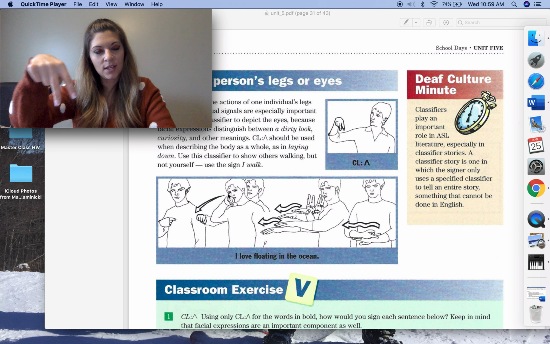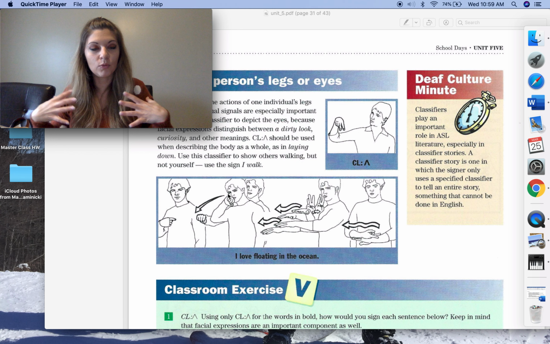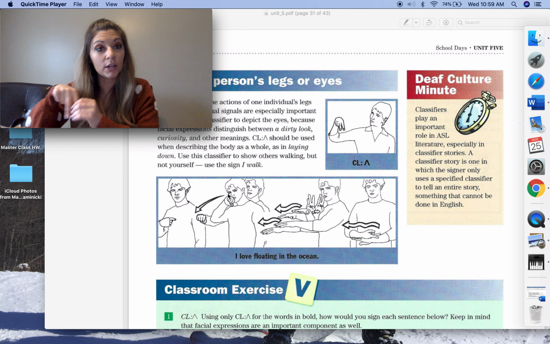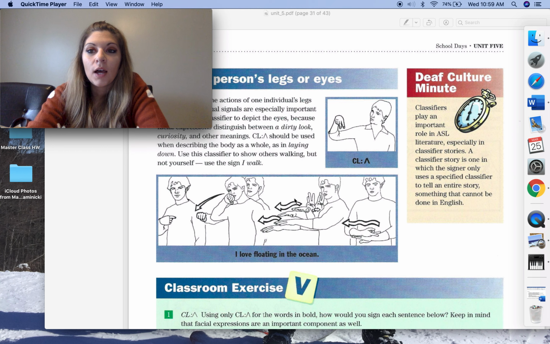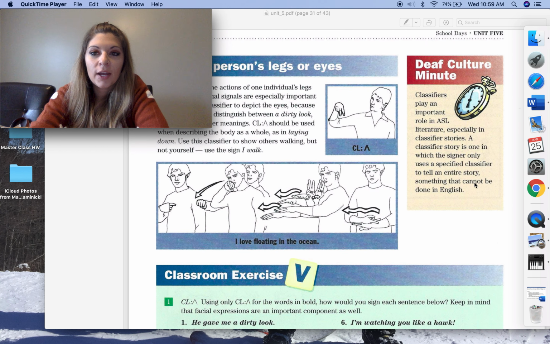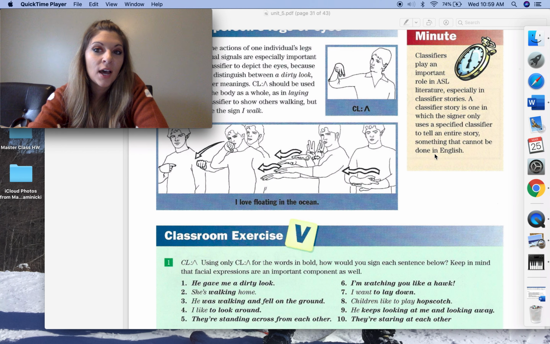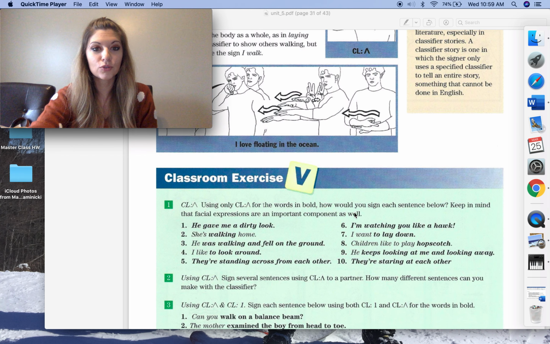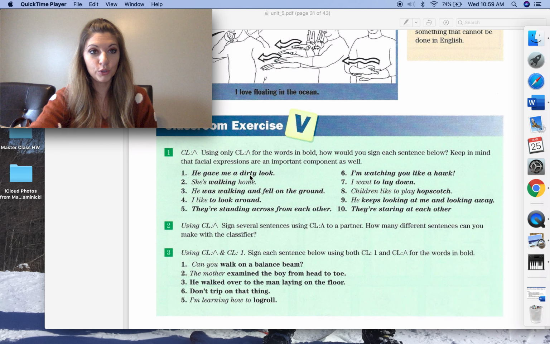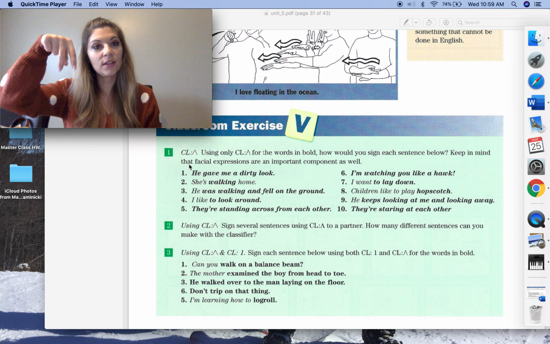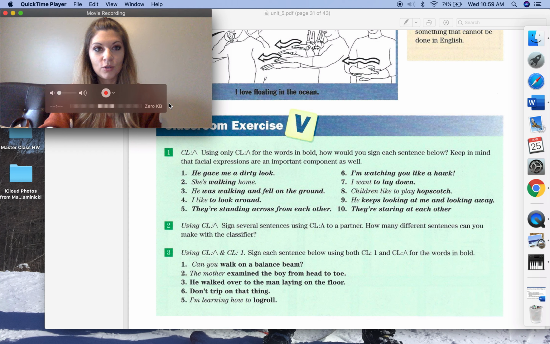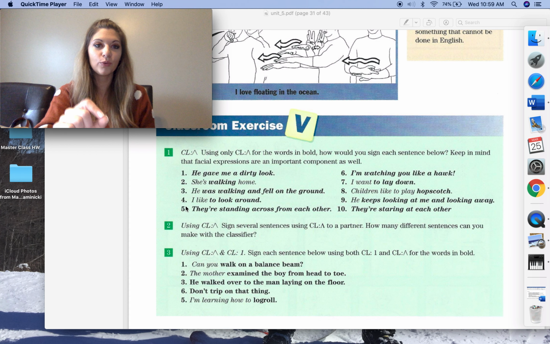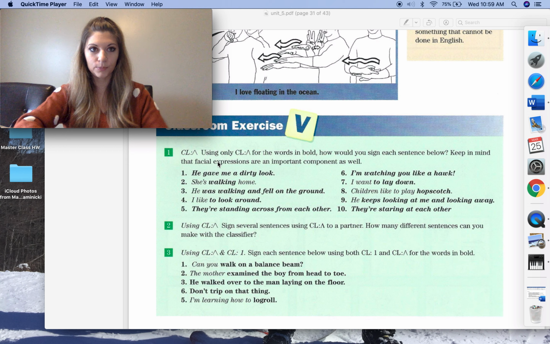So they describe it as the whole body, as in laying down. Often people will use this and say it's a body classifier. It is not your body using your body for what it's actually doing. This would still be body part. Read this FYI. Classifiers play an important role in ASL literature, especially classifier stories. Huge part of the culture, and that's what we're going to be doing the next 4 weeks: using classifier stories. Okay, so again, I want you to pause this video and you're going to do these 10 examples using this classifier only. Okay, so try your best. Again, they're made to force you into using them correctly. So go ahead and pause it now.